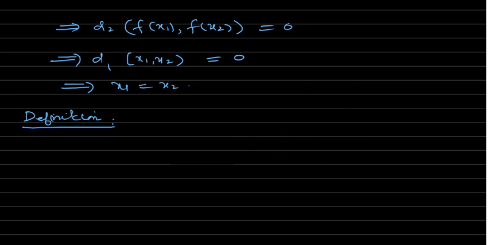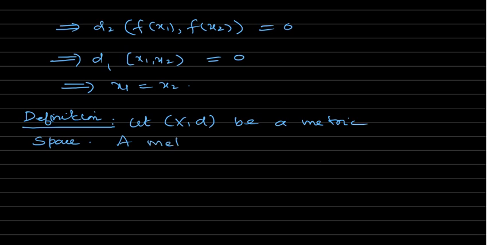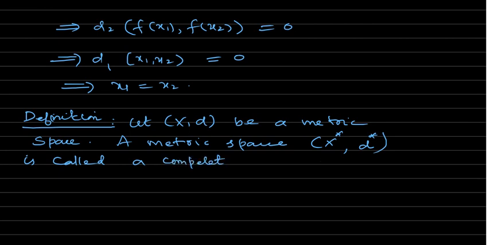So let X, d be a metric space. सपोज ये आपके पास गिवन मैट्रिक स्पेस है. Okay, now a new metric space, which we call the completion, a metric space X star with some other metric d star, this metric space is called a completion of X, d. इसको हम कहेंगे ये X, d की completion है.